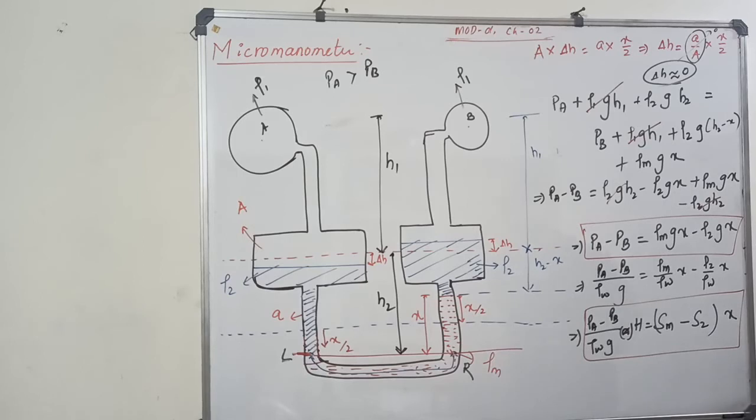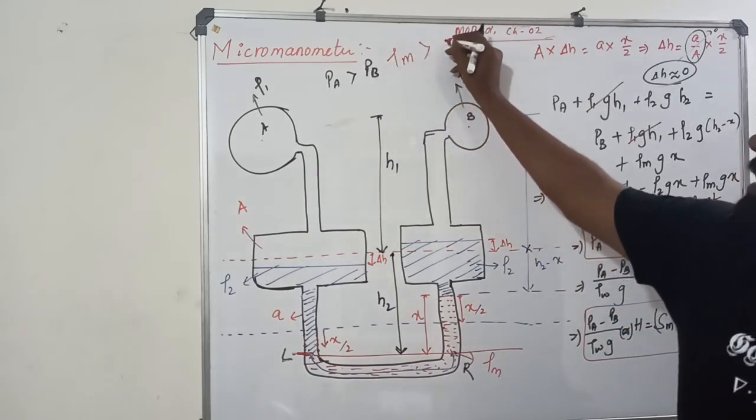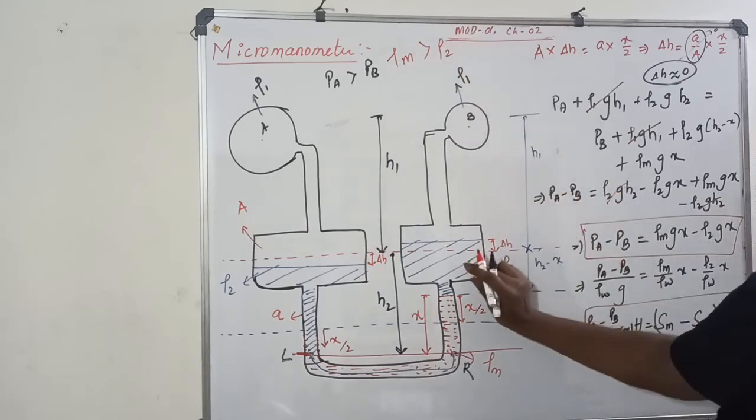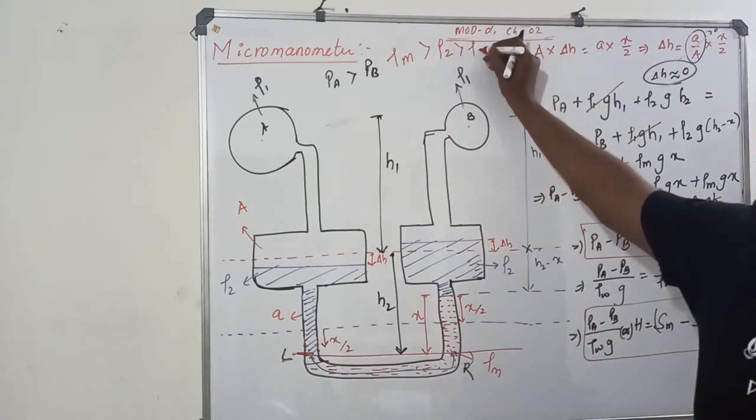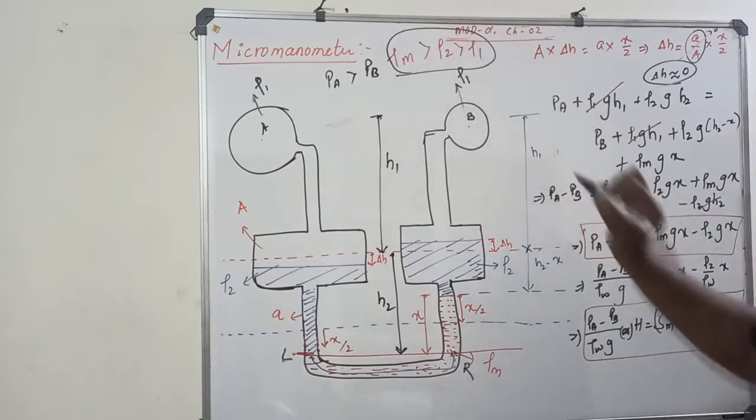Left hand pressure on the left hand limb must be equal to your pressure on the right hand limb, and you have to proceed accordingly. Sir, what about the density in this case? In this case, in your micrometer case, the density of the manometric fluid should be more than the density of this reservoir fluid, greater than rho 1. This is the density case here.